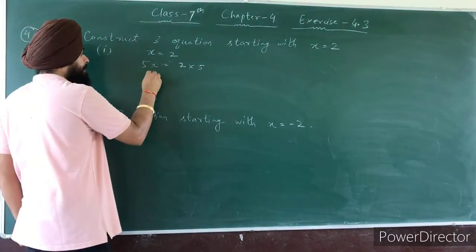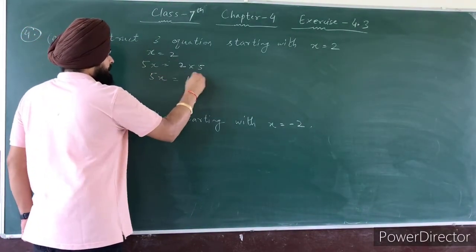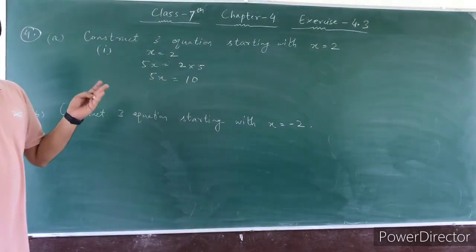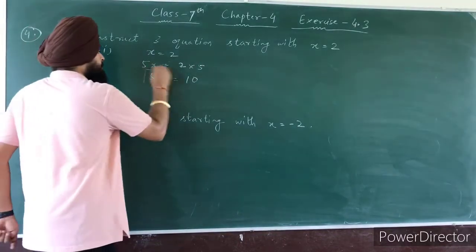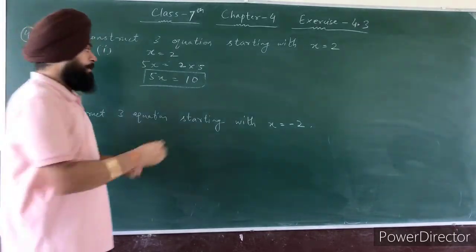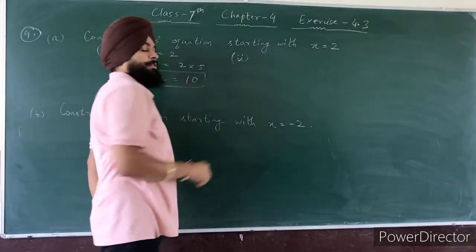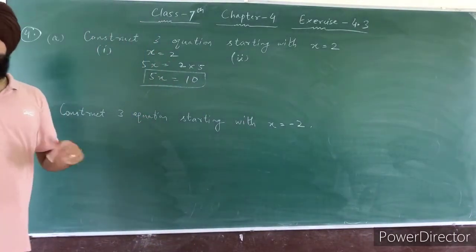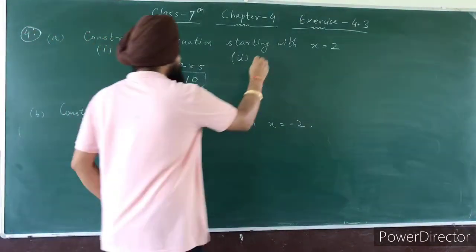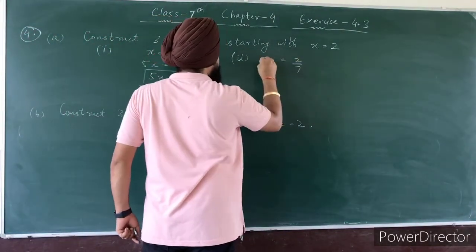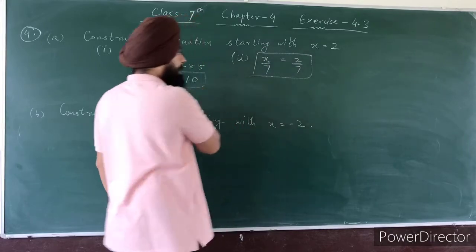So 5 into x, 5x. 2 fives are 10. So 5x is equal to 10. So this is your first equation. Second equation, you can divide both sides by 7. So see, both sides are divided by 7. So this is your second equation.